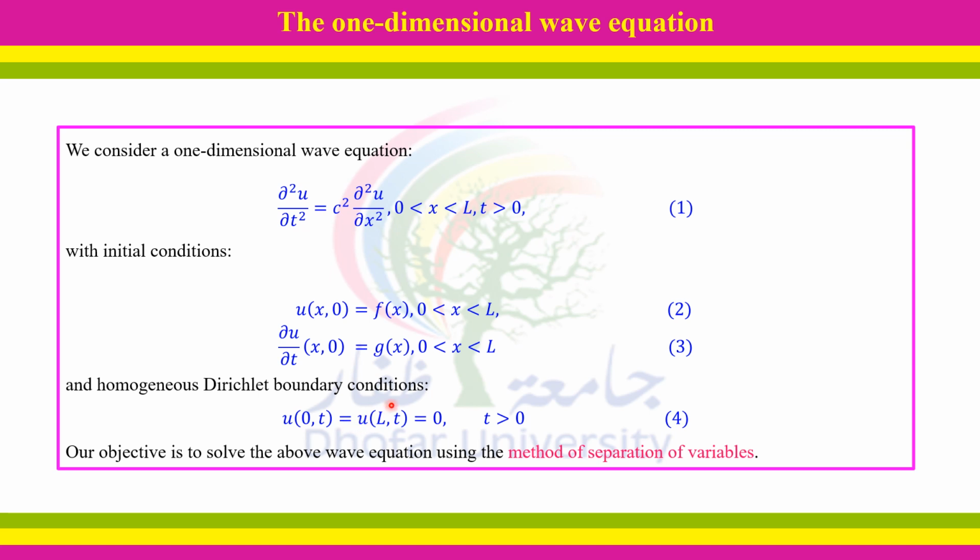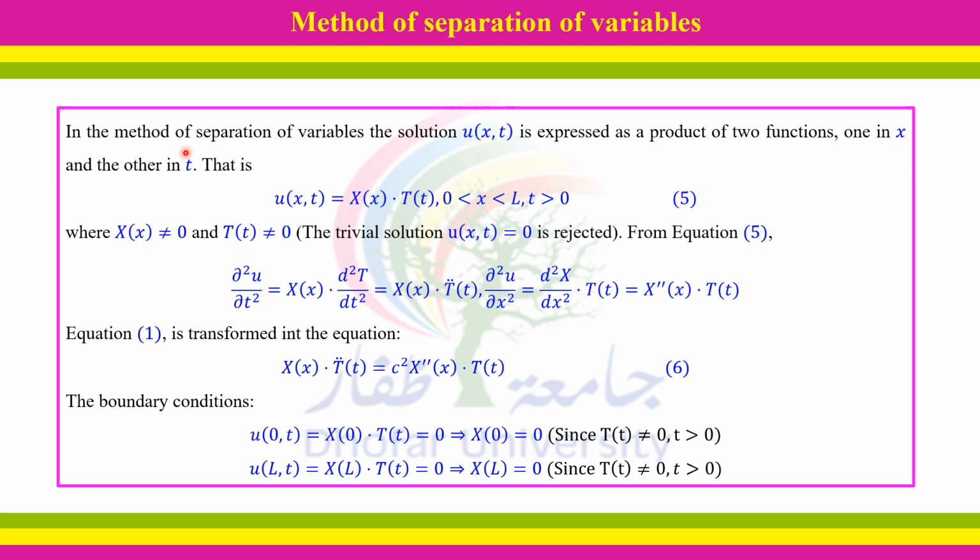And our lecture aim is to derive a solution for this wave equation based on the method of separation of variables. The method of separation of variables suggests that the solution function u of x and t is composed as a product of two functions. One of them is a function in x, the other function is a function in t.